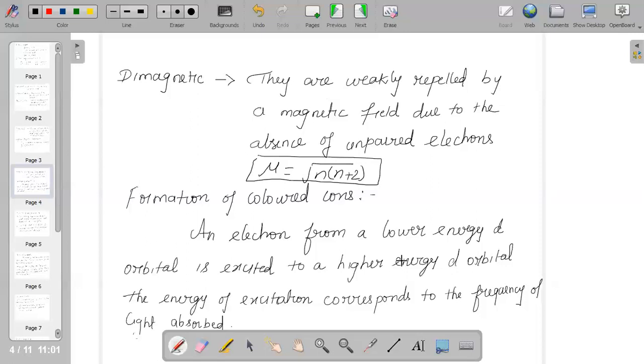excitation will actually correspond to the frequency of the light which is being observed, and that frequency will generally lie in the visible region. And this is because the color of the transition metal is because of the presence of unpaired, or we could say incomplete, d orbitals. The presence of the color on the transition metal is because of the presence of unpaired or incomplete d orbital and the absorption of the visible light.